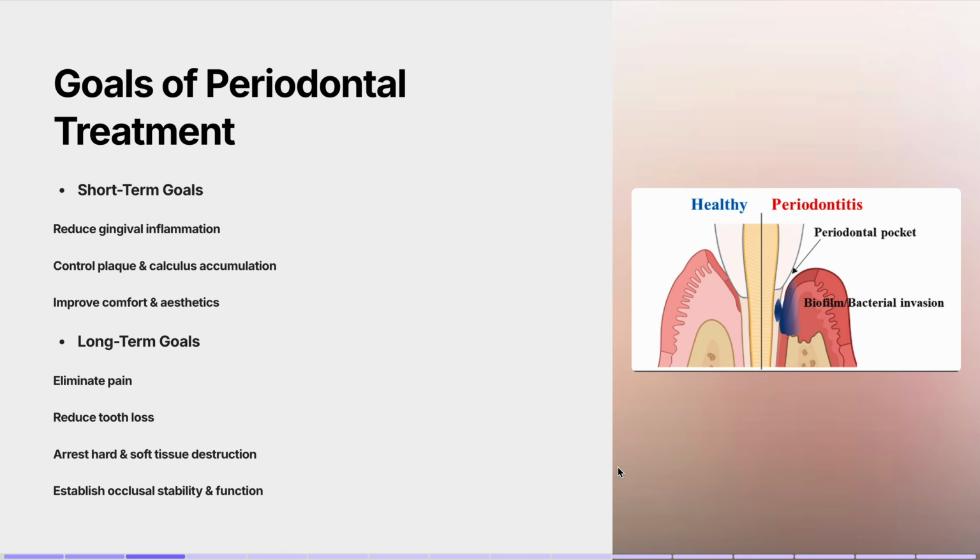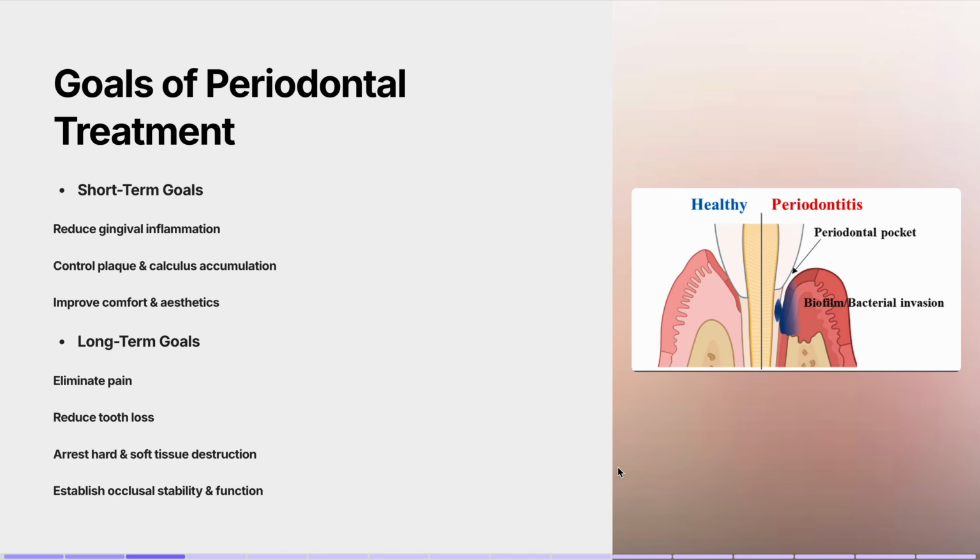The goals of periodontal treatment are as follows. For the short-term goals: reduce gingival inflammation, control plaque and calculus accumulation, and improve comfort and aesthetics. For the long-term goals: eliminate pain, reduce tooth loss, arrest hard and soft tissue destruction, and establish occlusal stability and function.